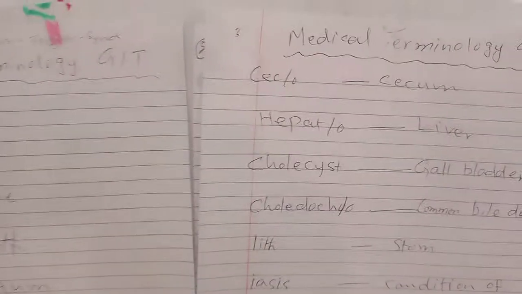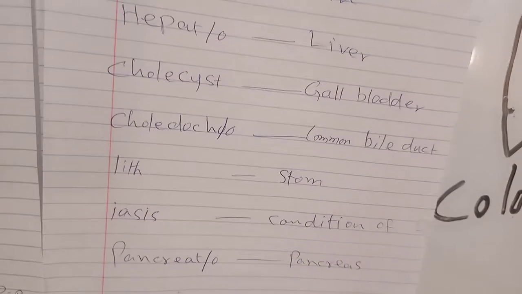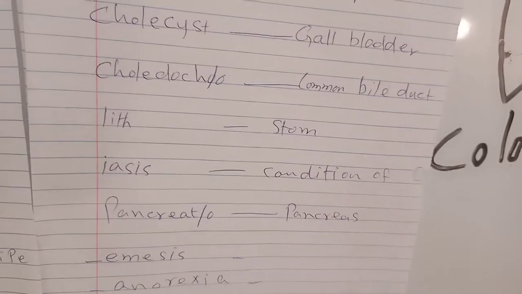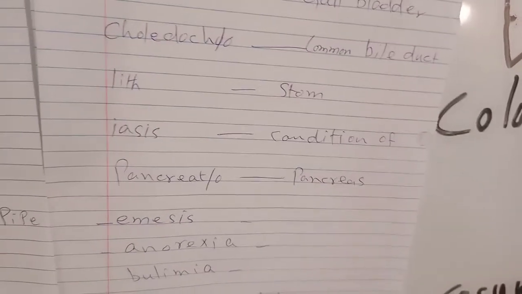Next word is ceco. Ceco stands for cecum. Cecum is the first part of the large intestine. It hangs down from the ileocecal junction. There is no specific significance of the cecum.